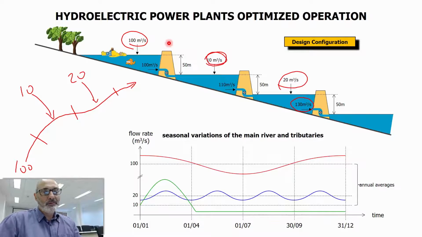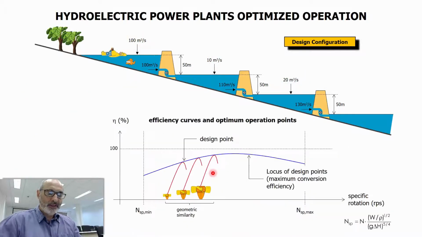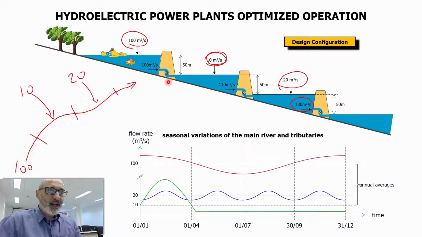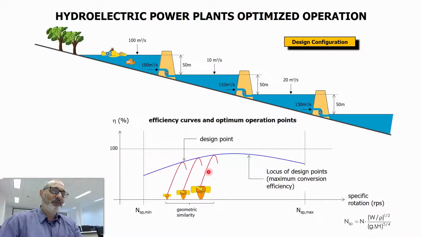So just to repeat, the problem is how can I operate these dams, these turbines, in order to maximize power production in face of these variations here. So let's see how, if we have to design and specify these turbines, how this is done. I'm going to explain how.